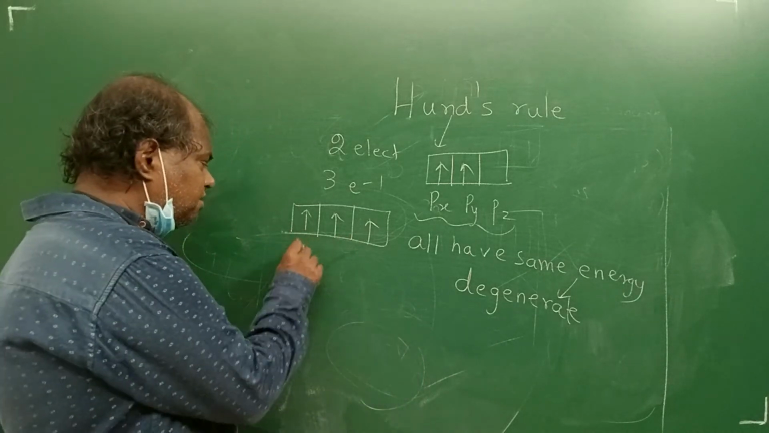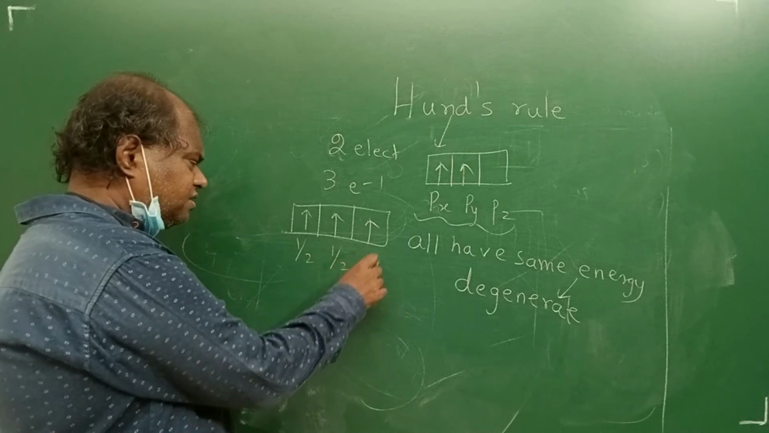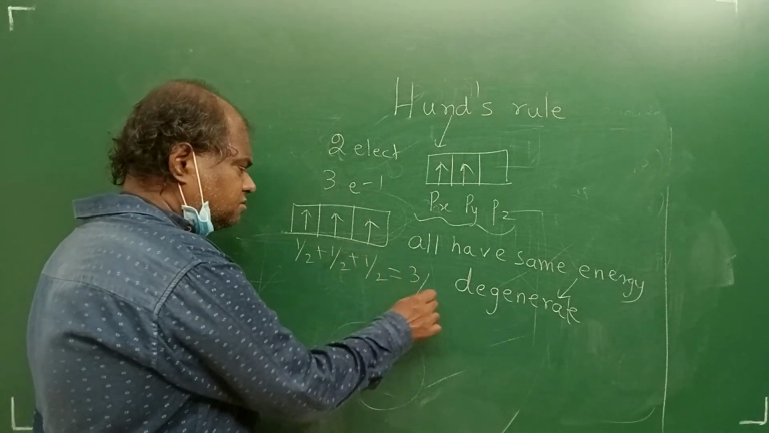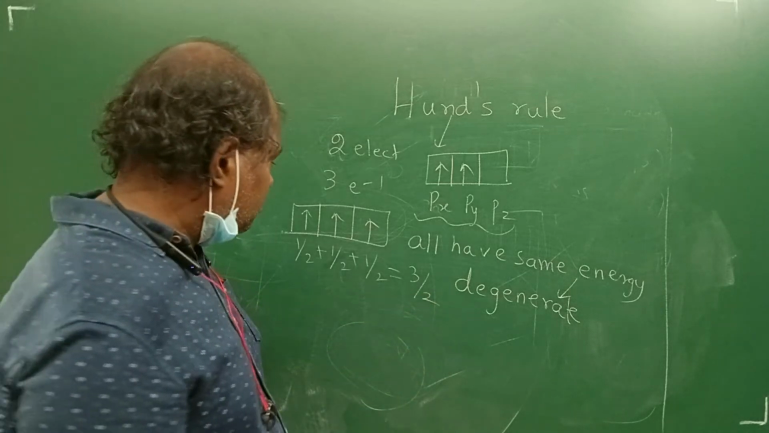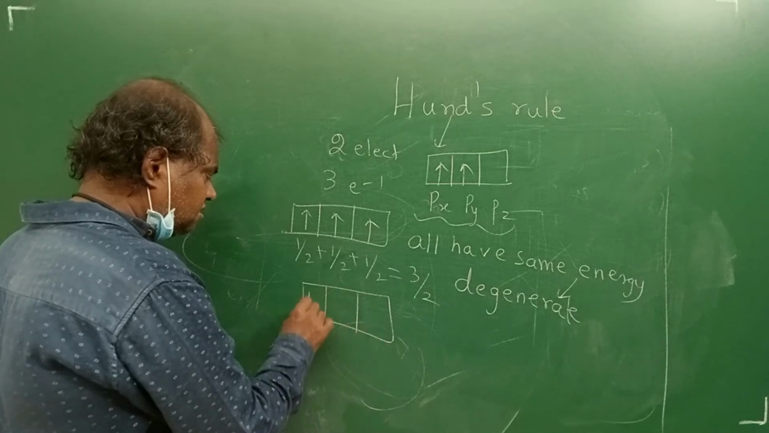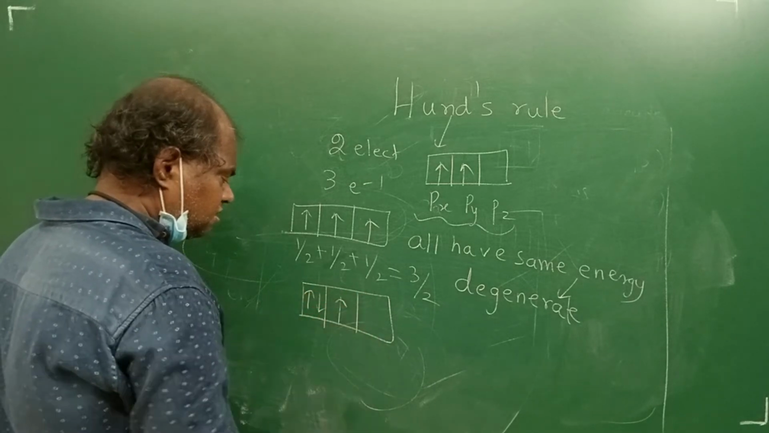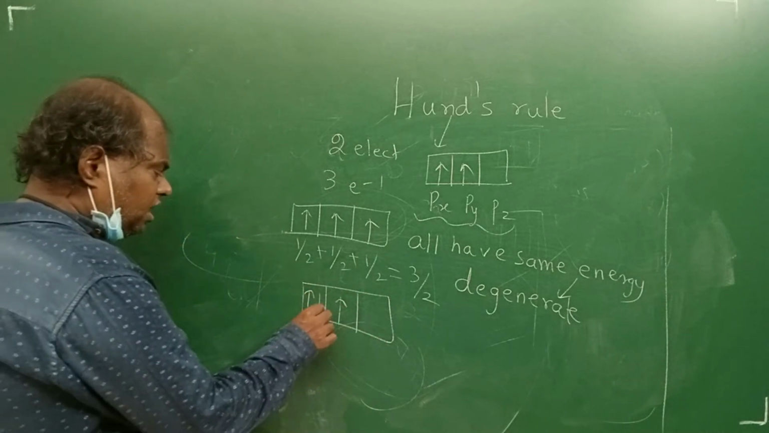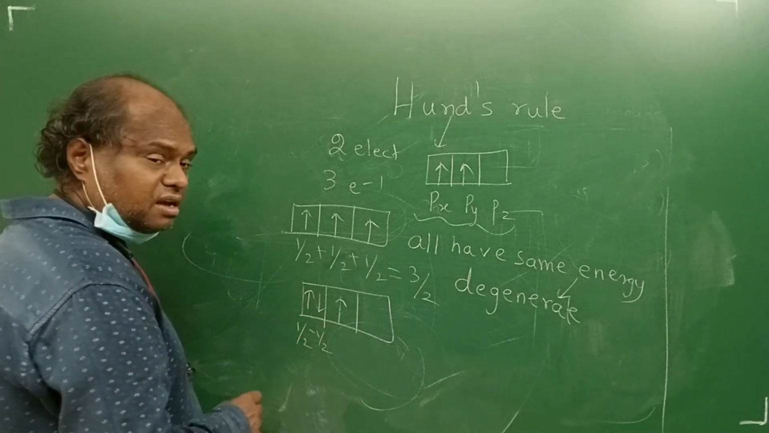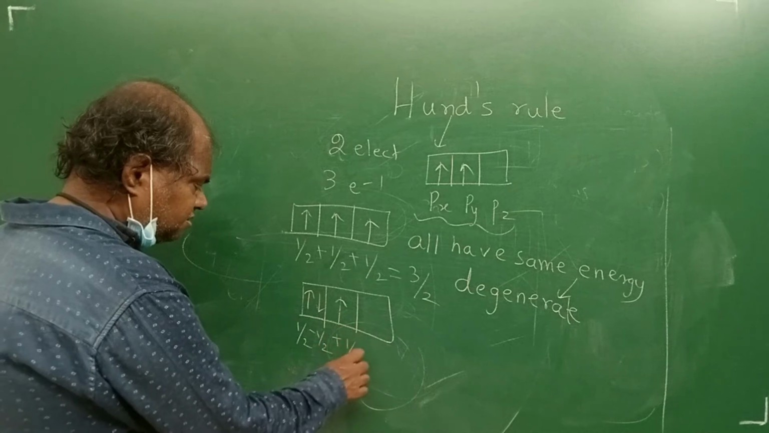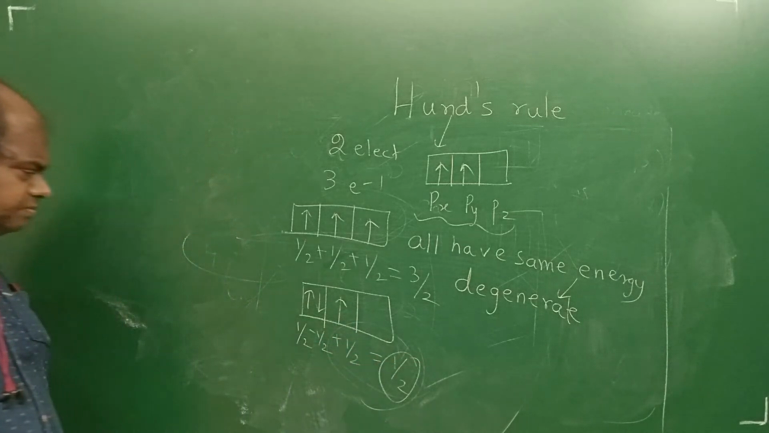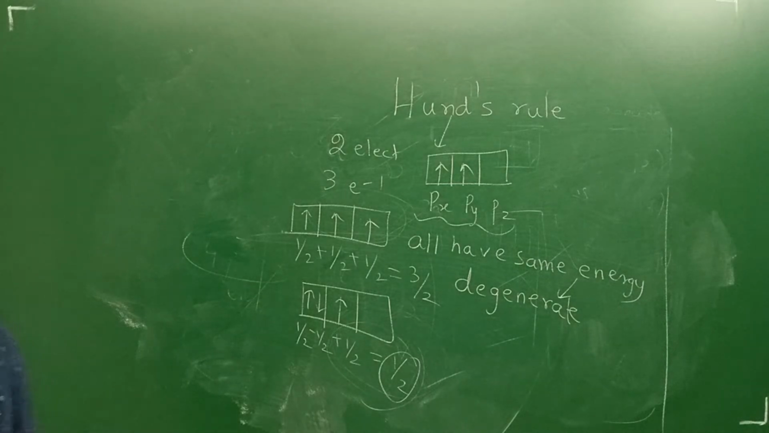So what is the spin here? Tell me, half, half, half. So you will get spin how much? 3 by 2. If suppose you fill like this, then what will happen is half will cancel with this half. So half minus half, and then you will get one more half. So what is the answer? You will get finally half. Clear?